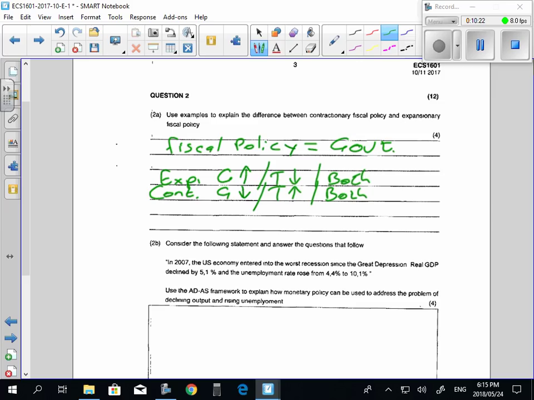Now, an expansionary fiscal policy is used to stimulate the economy to boost production, all right? Whereas a contractionary fiscal policy is used to cool the economy down, all right? Now, why would the government want to slow economic growth? To prevent inflation. Okay, why would they want to cool the economy down? To combat inflation.